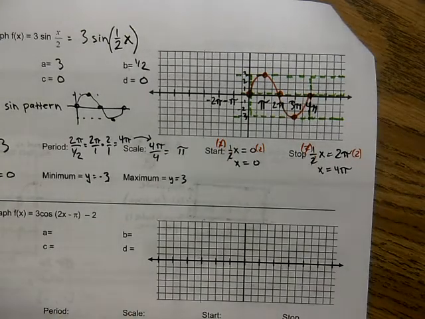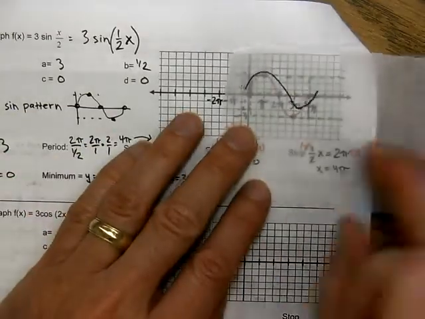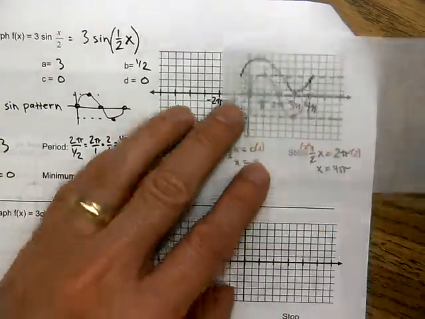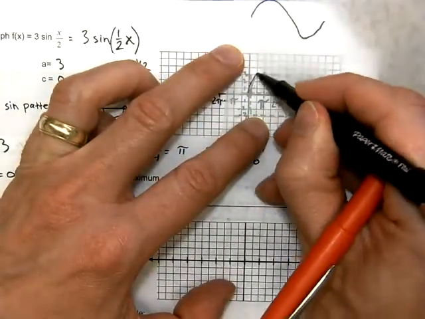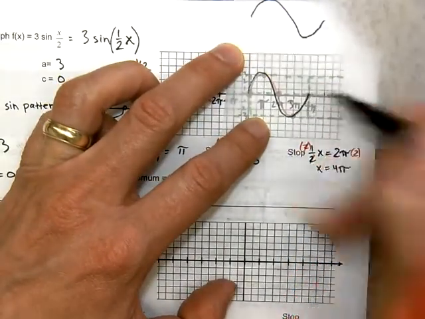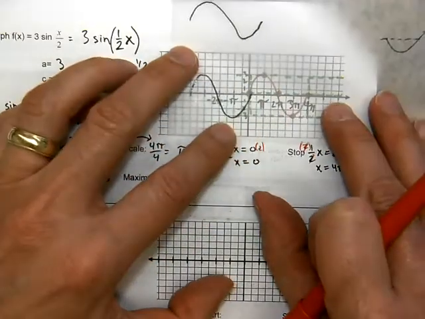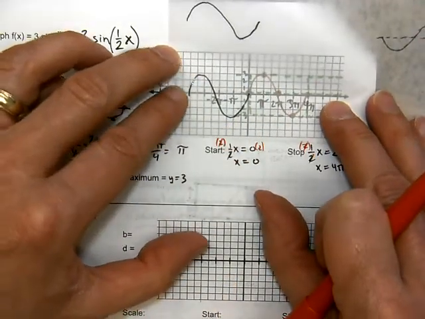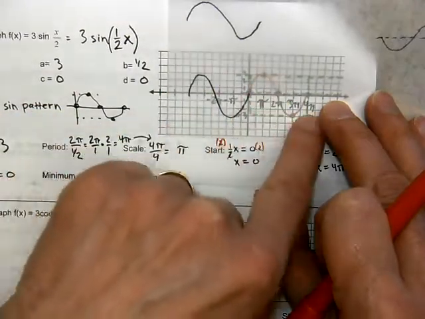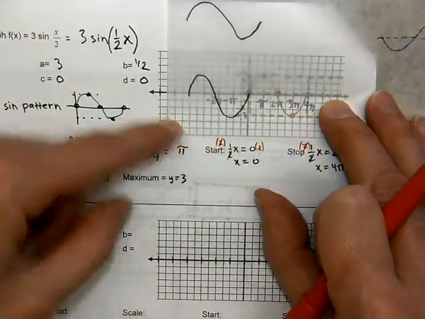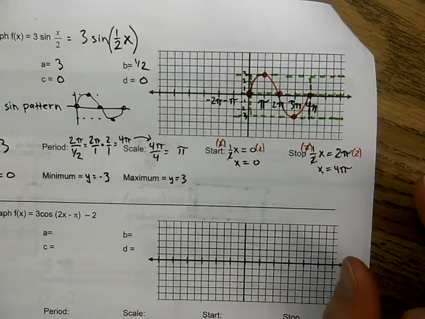Now remember, that's just one cycle, and we'll be graphing one cycle. But remember that the sine curve goes on forever, and so if we were to use this as our pattern, and if we had to graph two of these, well, we could just copy and paste it down like that. And there we would have two full cycles. All right, that's the general process.